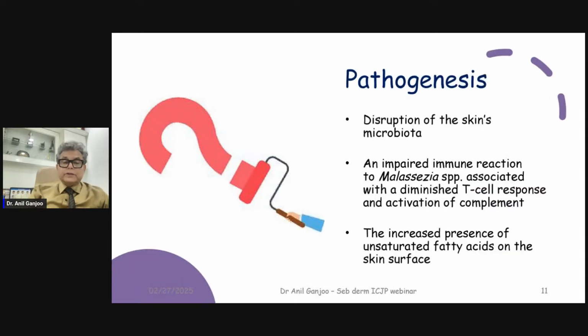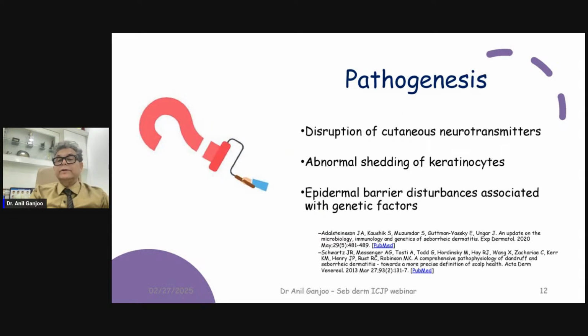Now, as I told you, pathogenesis is complex. It's a complex interplay between those who are predisposed and produce a specific kind and quantity of sebum, those who have an impaired immune response to the microflora of the skin, like the Malassezia species, the diminished cell-mediated response, and a different kind of activation of the complement cascade, and those who have an increased amount of unsaturated fatty acids in the sebum and the skin surface.